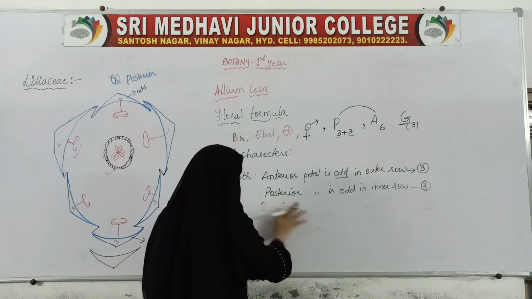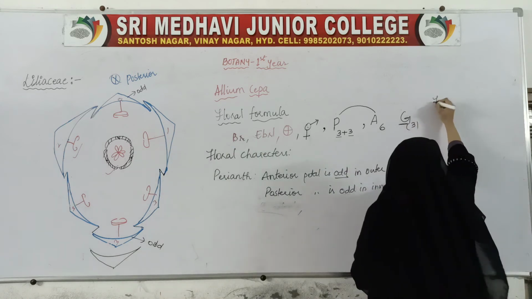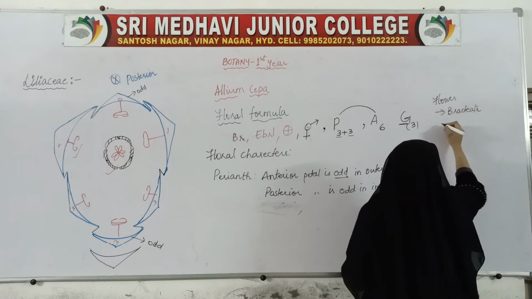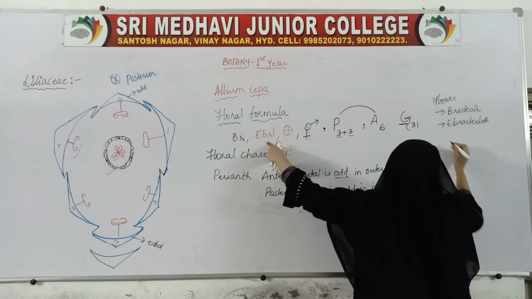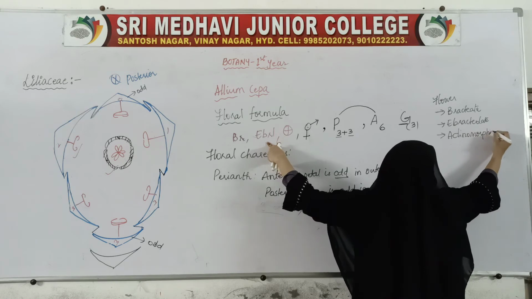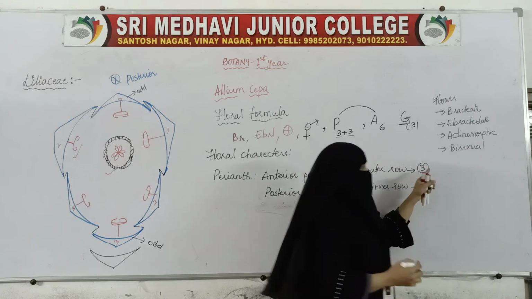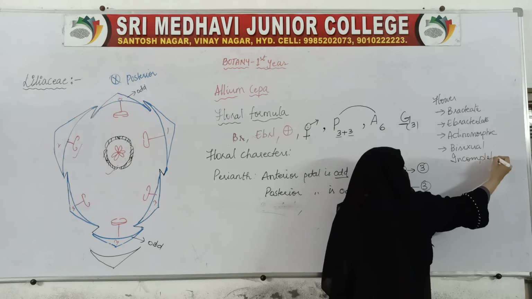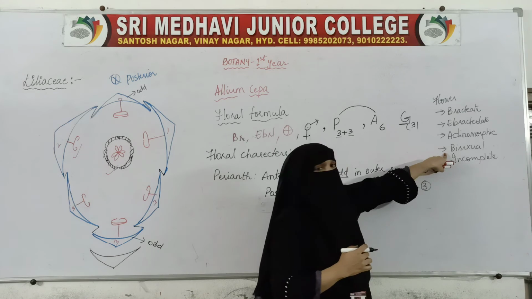I'll write here. Before we describe this perianth, first we'll write about the flower. The flower is bracteate. It is ebracteolate. Because bracteoles are absent, the flower is actinomorphic. Then the flower is bisexual, incomplete, because petals and sepals are not together. So the flower is incomplete, but it is bisexual.